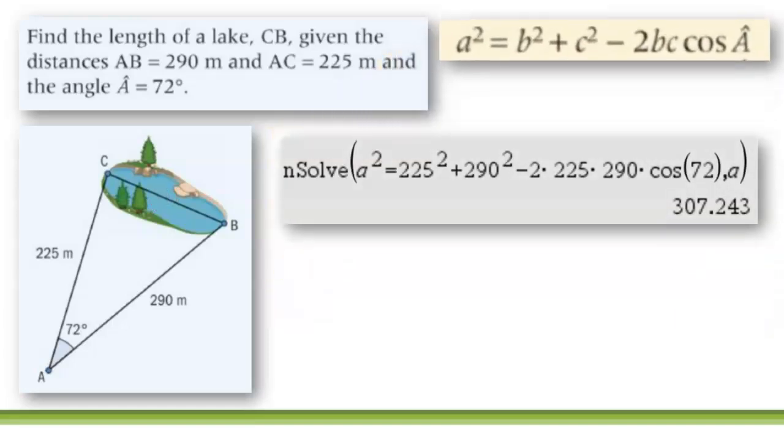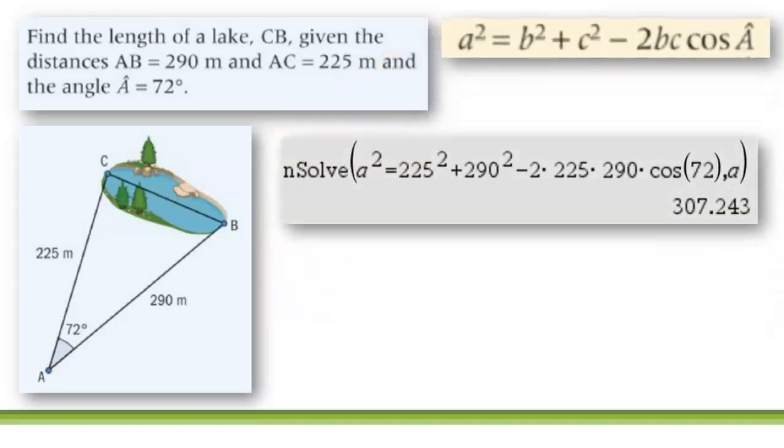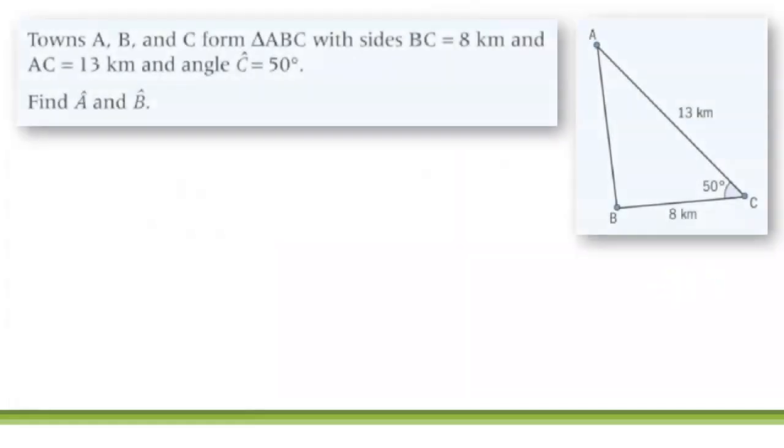It's going to be much quicker, and it will take you directly to the answer. Notice it says A squared is isolated here, but we're looking for A, and it tells us that that lake must be 307 meters across. All right, let's try another one here. There's 3 towns, A, B, and C. They form a triangle. The side lengths are 8 for BC as diagrammed, 13 for AC as diagrammed, and a contained angle. Find both angles A and B.